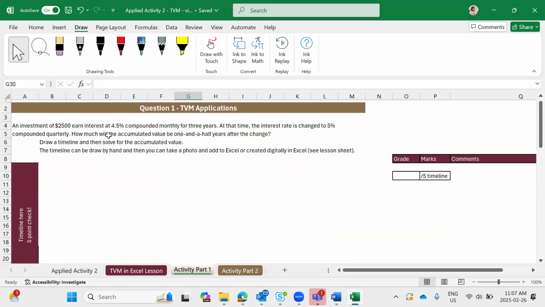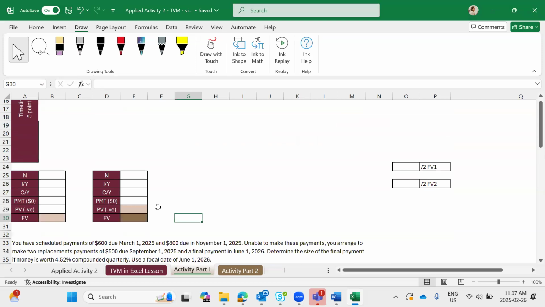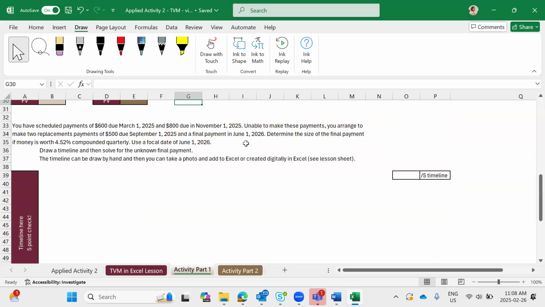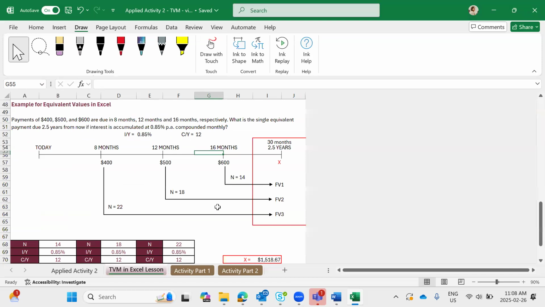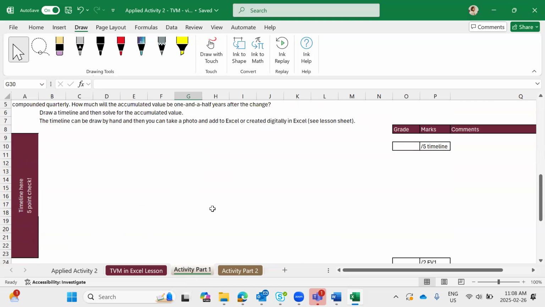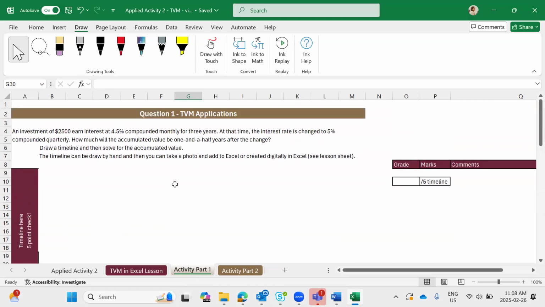This one is one where you have a change in interest rate. So we did these types of questions in lesson 4.2. And the last one is just another equivalent value question where you have to solve for an unknown payment. That one, again, is similar to this example where it's an equivalent values problem, no changes in interest rate or anything like that, just the single interest rate. So these ones, I give you the question, you just have to solve them, showing me you know how to use the values in Excel.